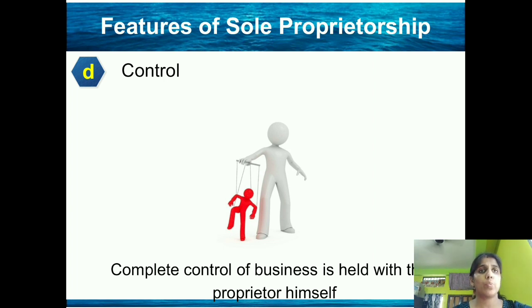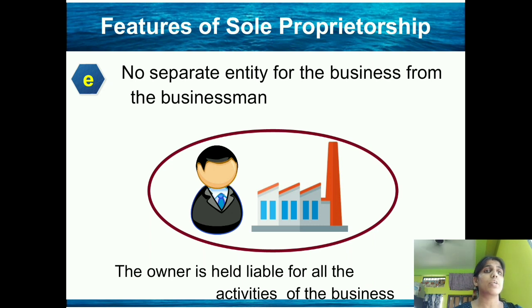Moving to the fifth point, we have no separate entity for the business, for the businessman. It means you are the sole proprietor and your existence and your business are not two separate entities. Please remember, no separate entity. This feature you will also learn in your accounts. There is a full detailed description about it. No separate entity means you and your business are considered to be the same person.